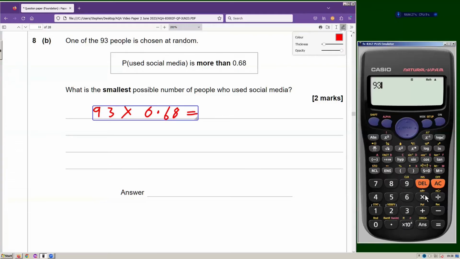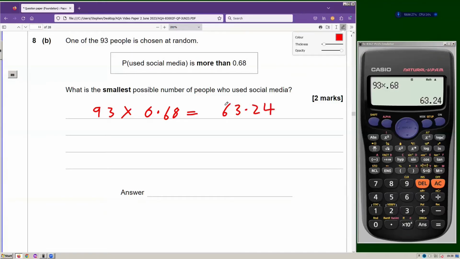93 times 0.68. That's our probability. 63.24. Now it says more than. One of the 93 people chosen at random, the probability of using social media is more than 0.68. So more than that. 63 people would be less. So what we have to do is round it up to 64.